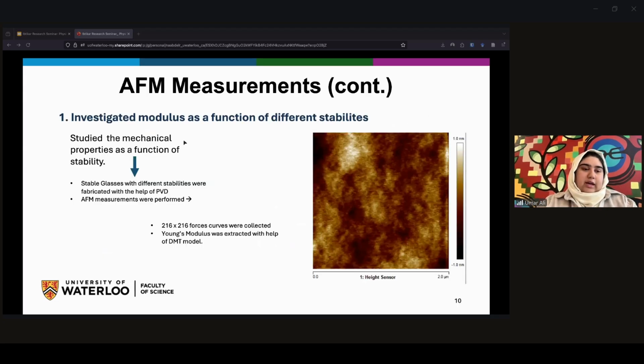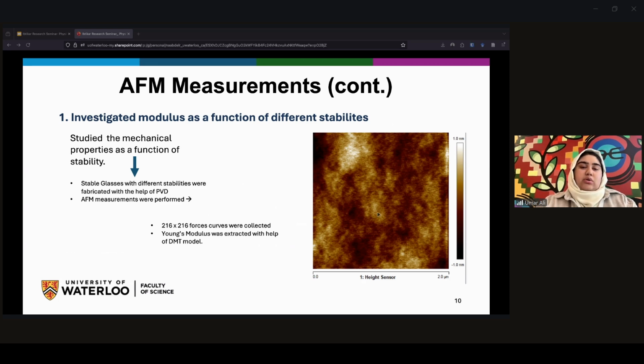Our first aim was to study the modulus of the material as a function of stability. When I say stability, it means the difference between the TG and TF. If the difference between TG and TF is higher, it means that it's more stable than the other, which has a smaller difference between TG and TF.